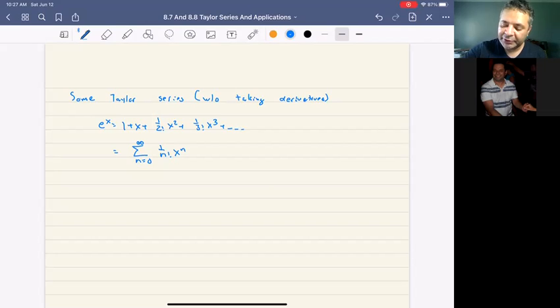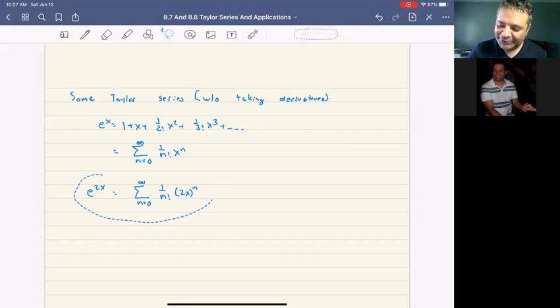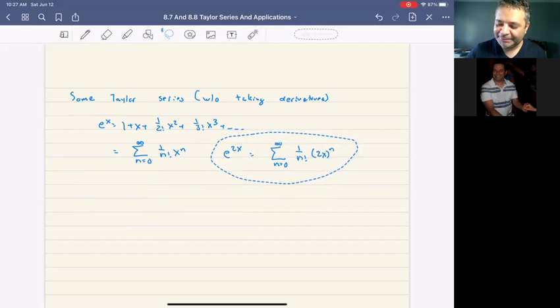Okay, so let's take a look at, say, we already kind of did one similar, e to the 2x. e to the 2x is going to be the sum n goes from 0 to infinity, 1 over n factorial, and we're just going to write 2x instead of x. That's simple as pie, right? Easy peasy lemon squeezy, as they now say.